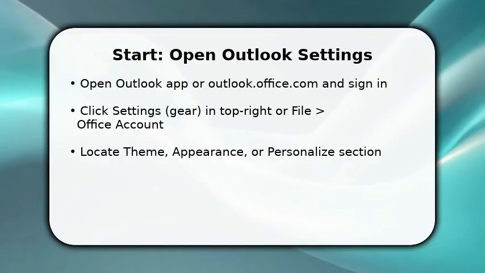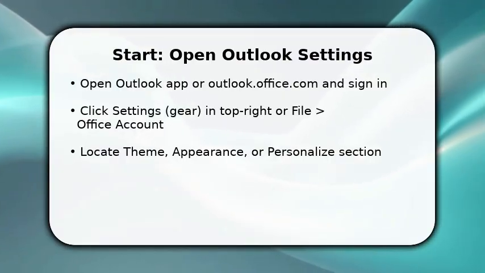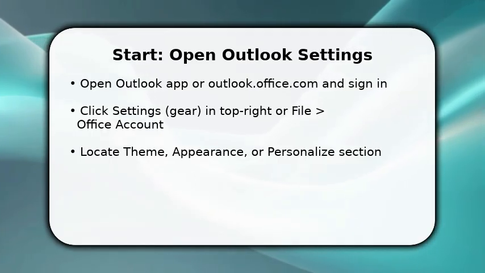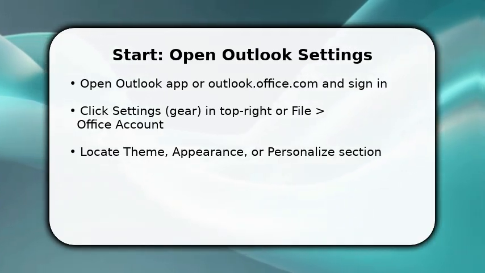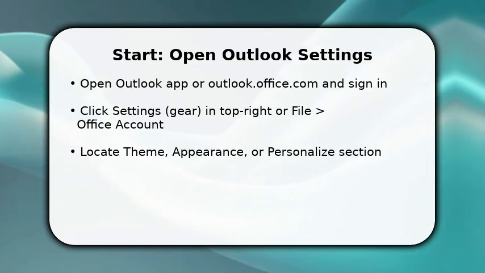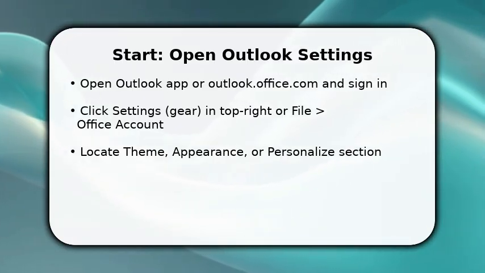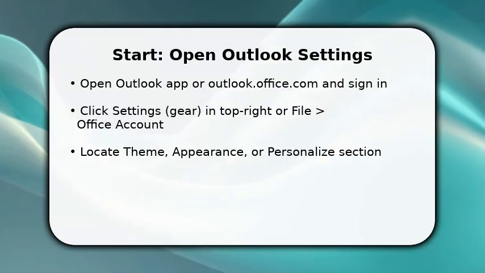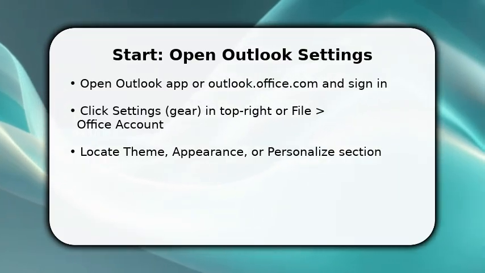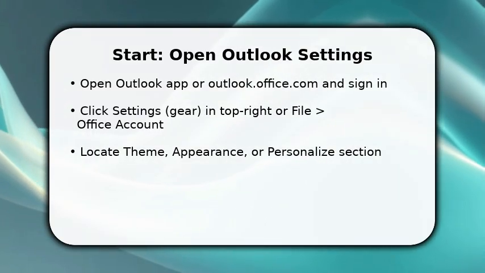Enjoy the video. You start by opening Outlook and getting straight to Settings. Click the gear icon in the web app or go to File, then Office, Account, and Desktop. Once there, look for Theme, Appearance, or Personalize. These controls change the visual scheme. You're doing this now to avoid extra steps later.